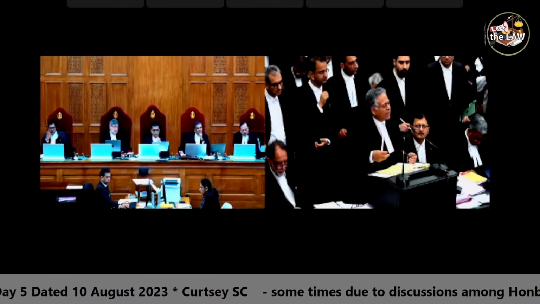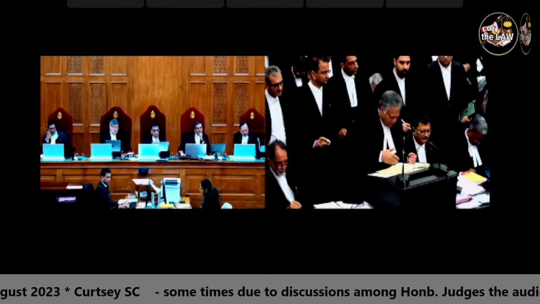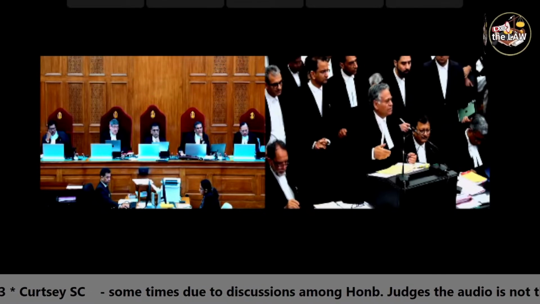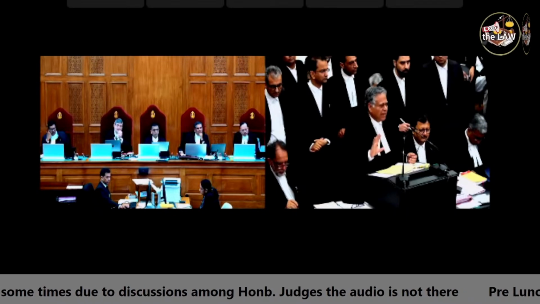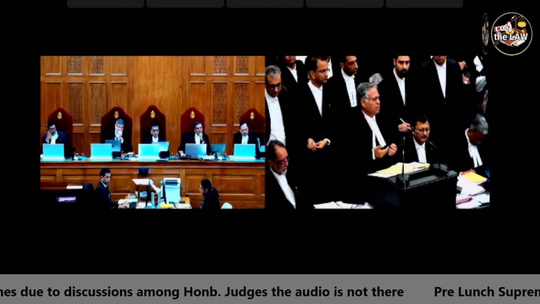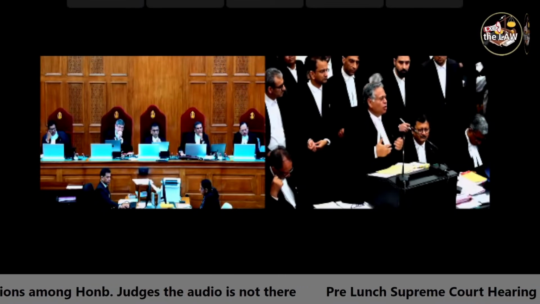Then there are similar other entries, both in the concurrent list as well as the list one. So I will give you a long list of the entries which applied to us with modifications. And those modifications carve out the constitutional position, the constitutional autonomy which the state enjoyed.